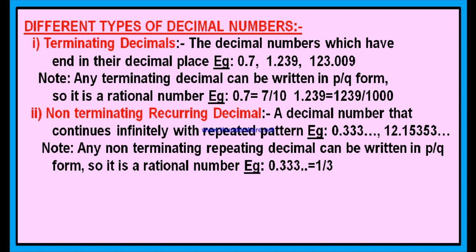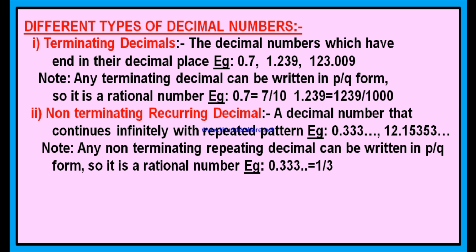For example, 0.3333 and so on. This can be written in the form of p by q. If you divide 1 by 3, what will be the quotient? Check once. If you divide 1 by 3, you will get 0.333 and so on. It has no end. Therefore, it is non-terminating. And this 3 is repeating. Therefore, it is a non-terminating recurring decimal. Every non-terminating repeating decimal can be written in the form of p by q. Therefore, it is a rational number.